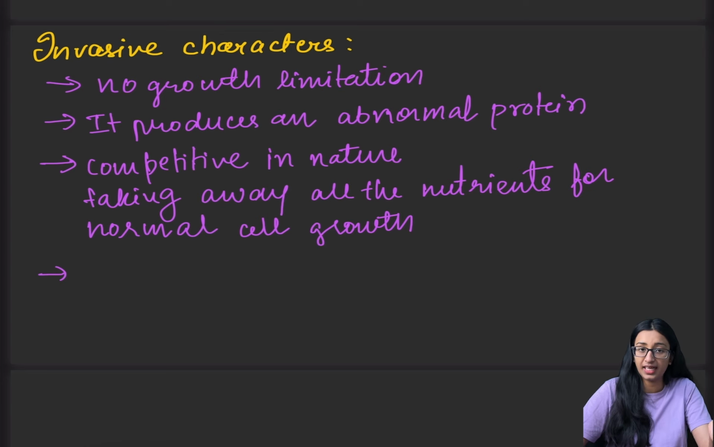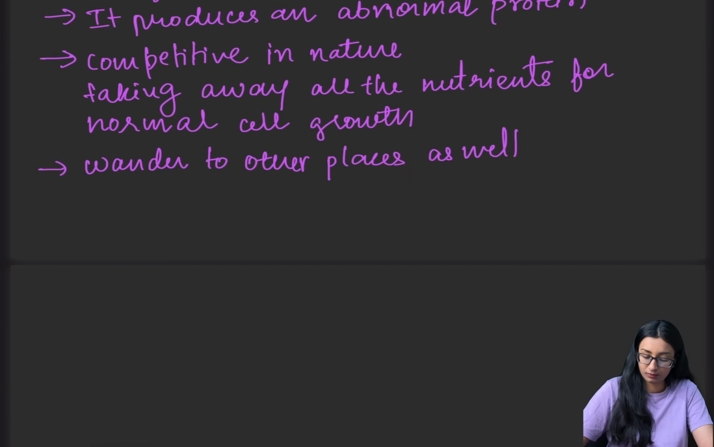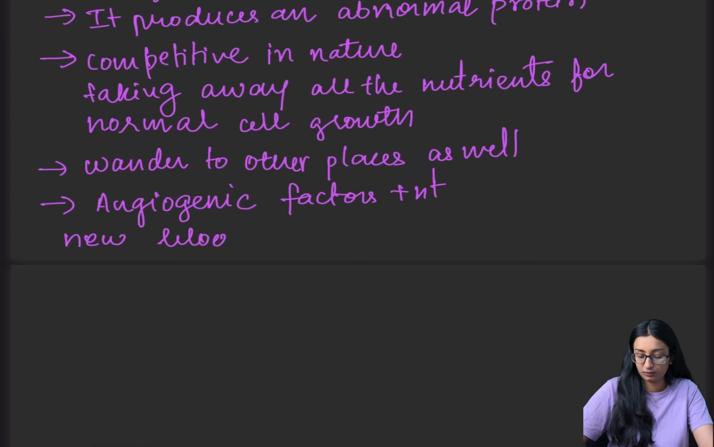These cells are very less adhesive. That means they can wander around through the tissue or even in the bloodstream. Hence, they can metastasize also. And like I said earlier, these have to make blood vessels also. So it has an angiogenic factor, that is, formation of new blood vessels. So that's all in this video.